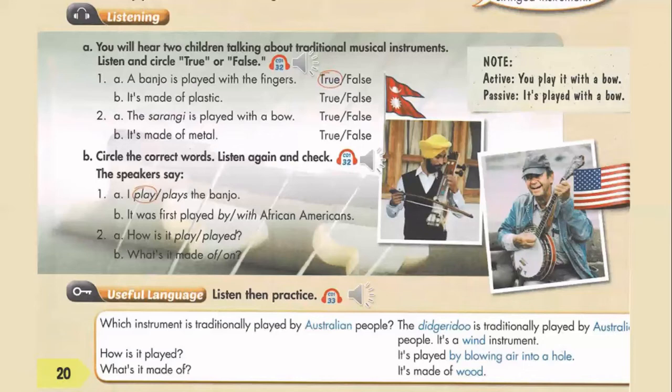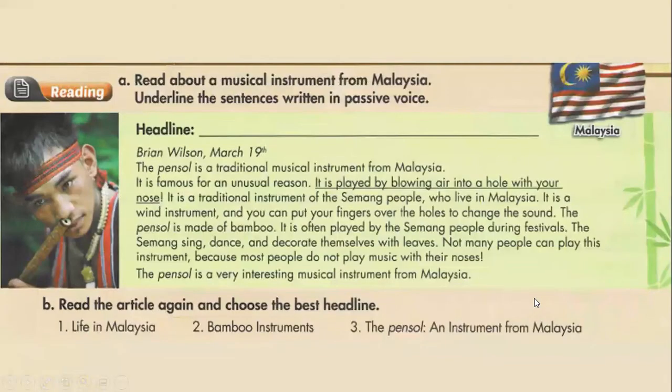Okay, so that is for our useful language. Next, let's go to reading. This is page 21. On the next page, we have reading. I will read it to you. We have letter A. Read about a musical instrument from Malaysia. Underline the sentence written in a passive voice.